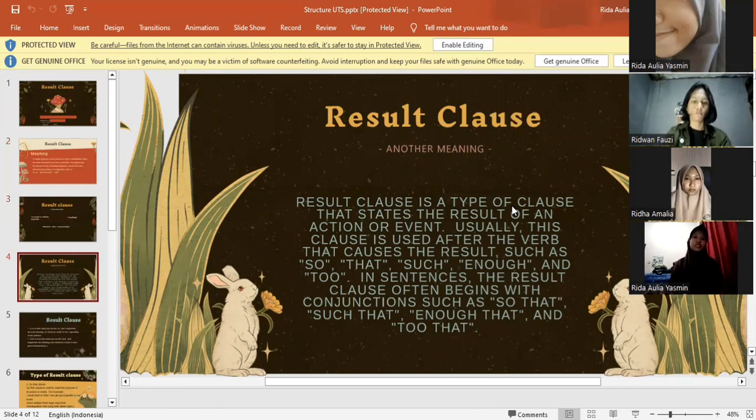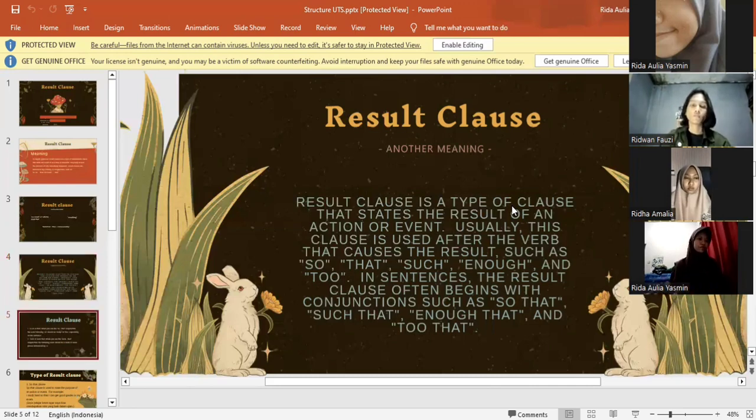Here I want to explain result clauses in another way. A result clause is a type of clause that states the result of an action or event. Usually this clause is used after the verb that causes the result, such as so, that, such, enough, and to. Jadi result clause ini adalah tipe klausa yang menyatakan sebuah hasil dari sebuah aksi atau suatu kejadian yang biasanya ditandai setelah kata kerja itu ada kata so, that, such, enough, and to.